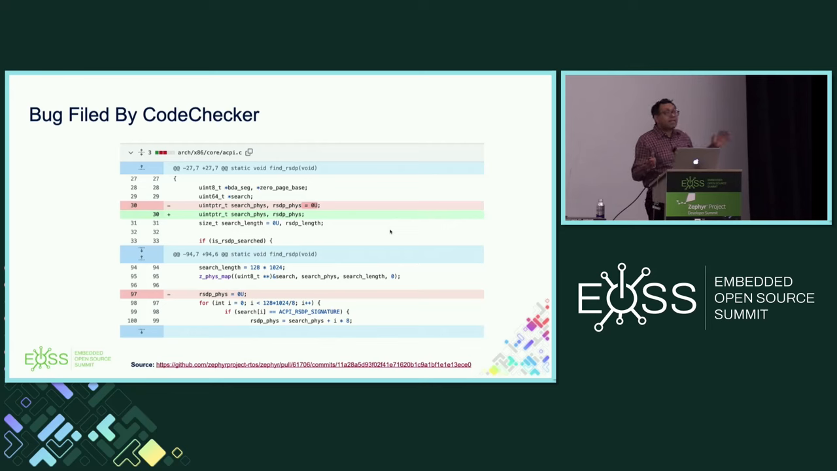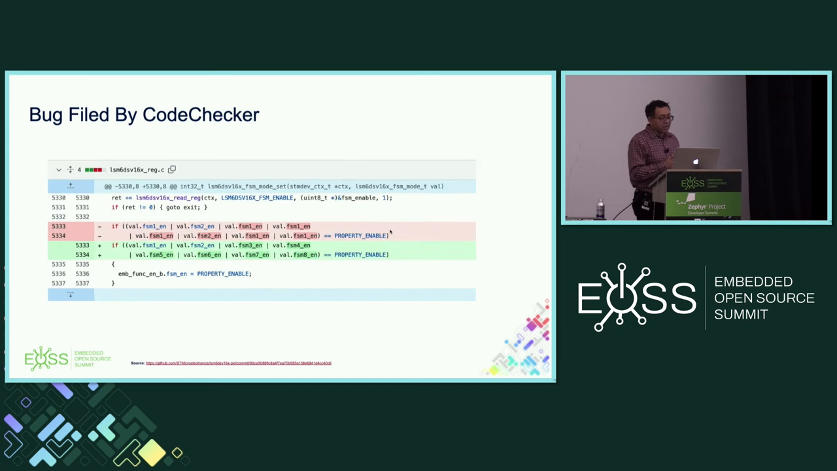But last year, even before Code Checker was used, a couple of bugs were reported. One was about an uninitialized variable. It's actually not an uninitialized variable, it's an unnecessarily initialized variable. So there was a variable that was initialized, but it's not needed there. So it's not a big deal, but it's that kind of bug that's identified by Code Checker.